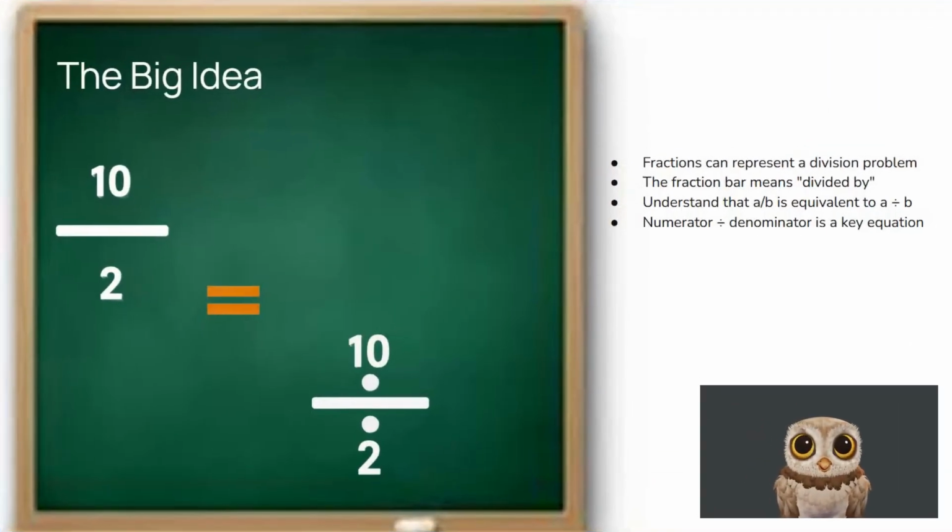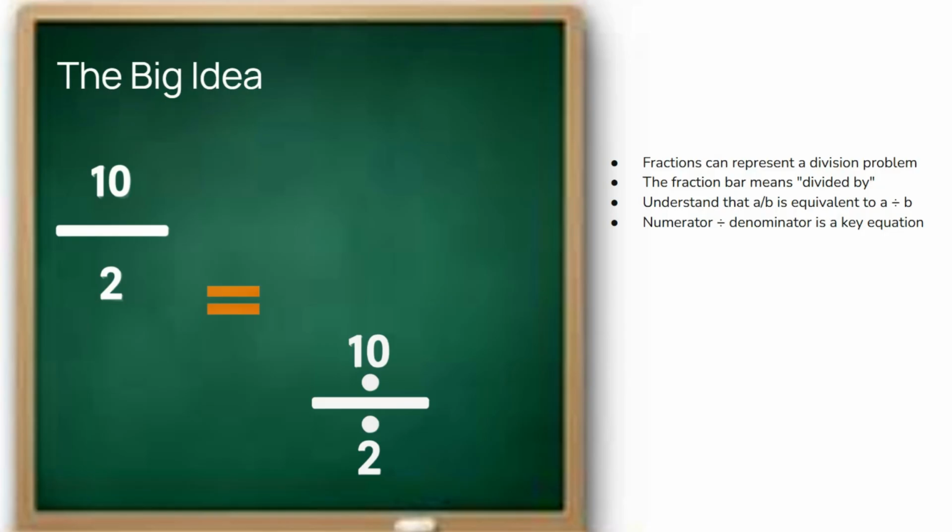Okay, here is the big idea. Every fraction you see can also be seen as a division problem. That fraction bar literally means divided by. So A over B is equivalent to A divided by B. Or, as you can see on the screen, 10 over 2 is also equal to 10 divided by 2.